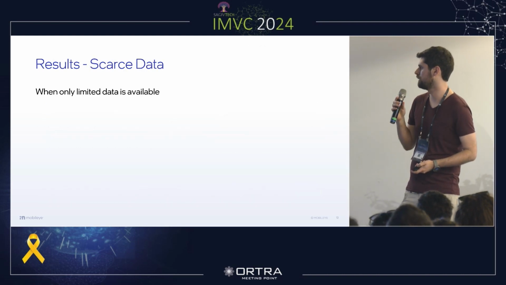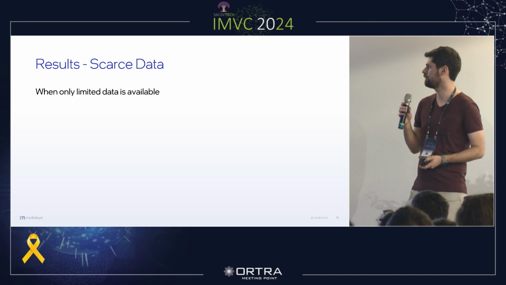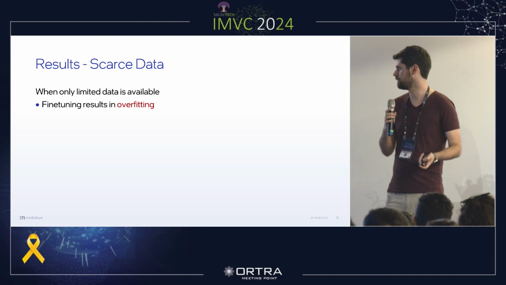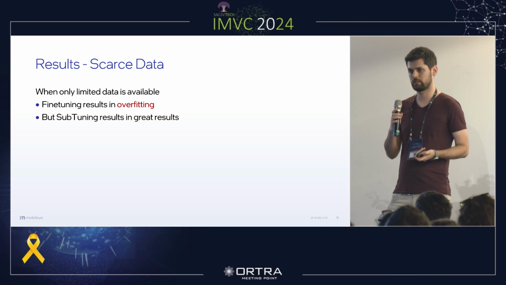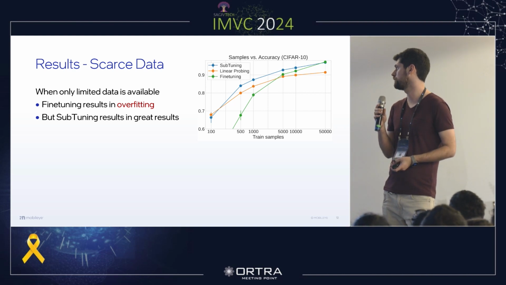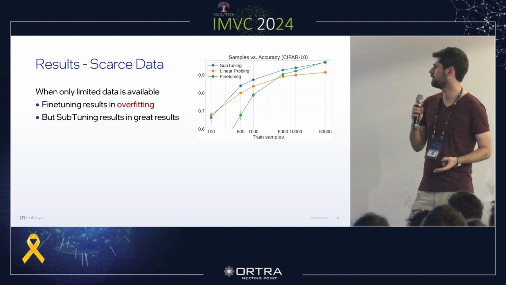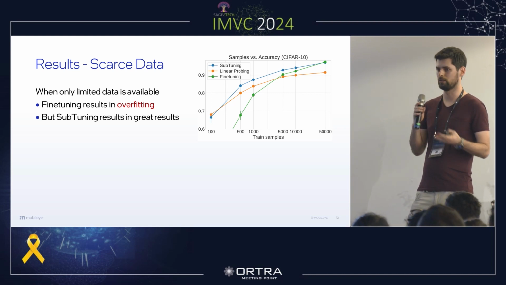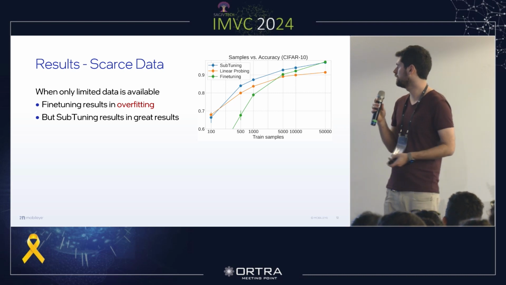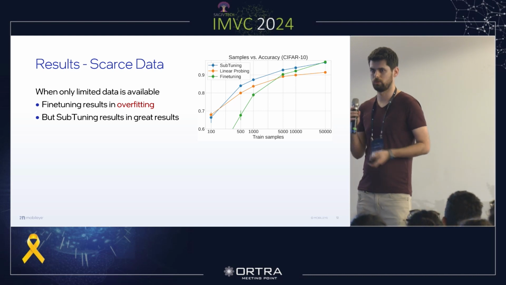Okay, so let's talk a little bit about results. If we're talking in a scarce data regime, where we don't have enough data, fine-tuning can result in overfitting, thus reducing the performance, but sub-tuning can get great results. So what we see here is on the x-axis the number of samples that we trained on, and on the y-axis the performance. As you can see, linear probing is much better than fine-tuning in the low data regime because we overfit in the fine-tuning. But sub-tuning performs very well, starting from a few hundred samples up to many thousands.